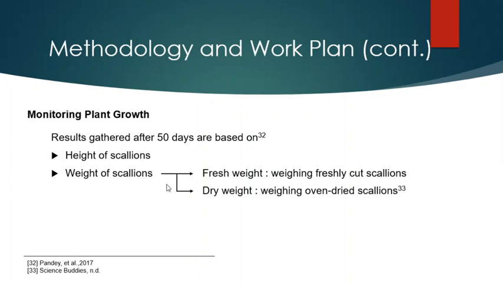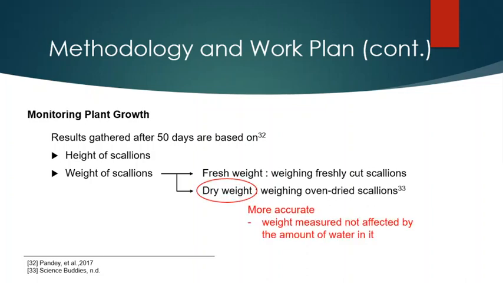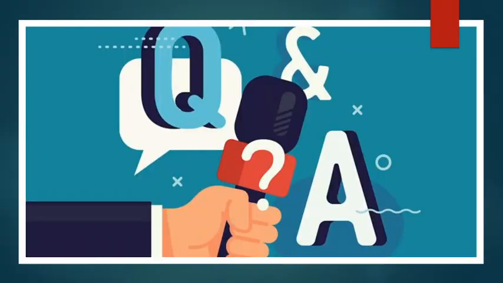There are two categories of weight, fresh weight and dry weight. Fresh weight is the weight of freshly cut onions while dry weight is the weight of oven-dried scallions. Plants have a large amount of water in them. Hence, dry weight is more accurate as the weight measured is not affected by the amount of water supplied to it. That's all from me today.